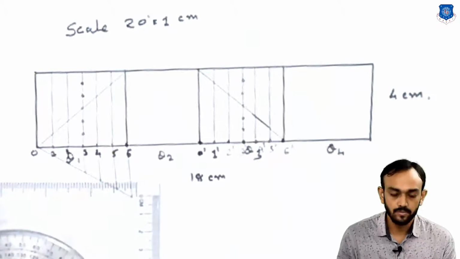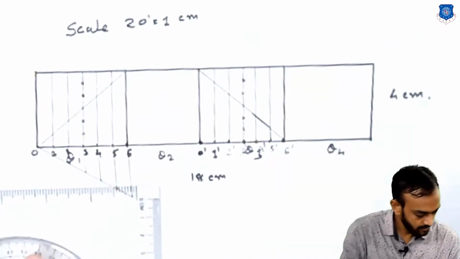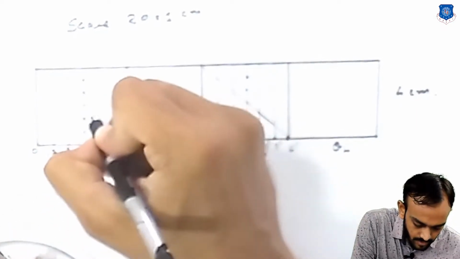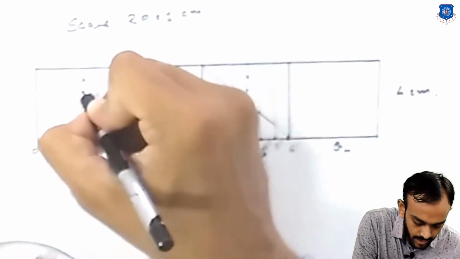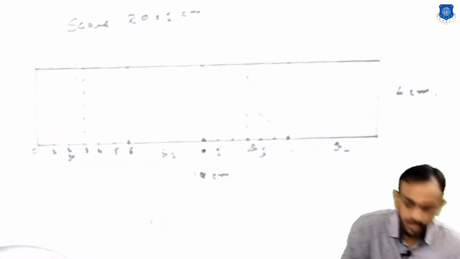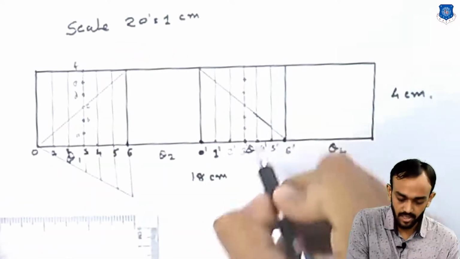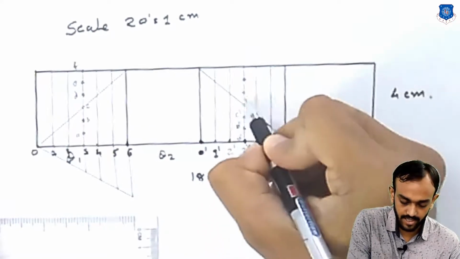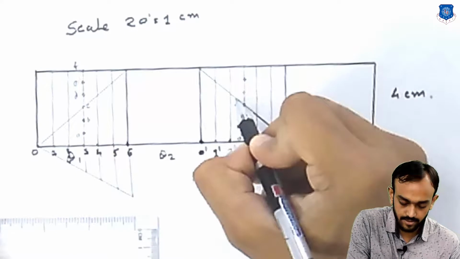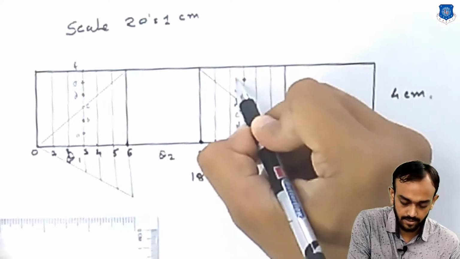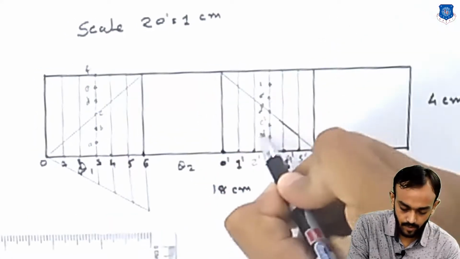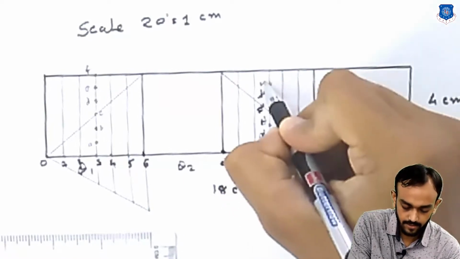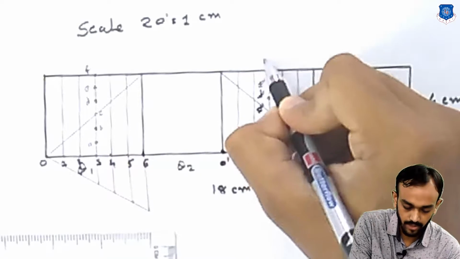Now just give the numbering here, which will be A, B, C, D, E and F. Okay, the same will be here, like from the bottom A dash, B dash, C dash, here will be D dash, this is the E dash, A dash, B dash, C dash, D dash, E dash, and the topmost will be F dash.